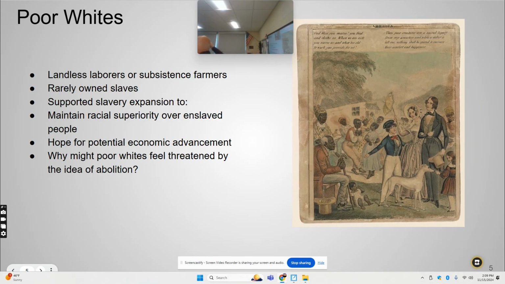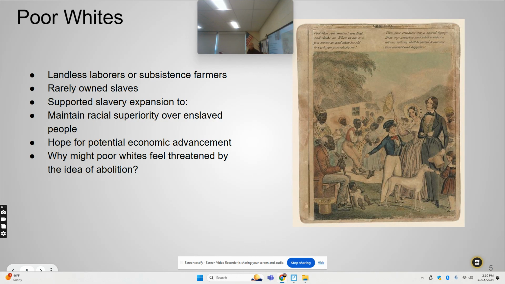It helped them maintain superiority over enslaved people. If I am a poor white man living in South Carolina and I don't have a nickel to my name, I can be guaranteed, as long as slavery exists, that I will be considered, on the social scale at least, above an African-American slave, just by virtue of the fact that my skin color is white and the slave's skin color is black. So poor whites are going to maintain racial superiority over enslaved people. This is why they support it.